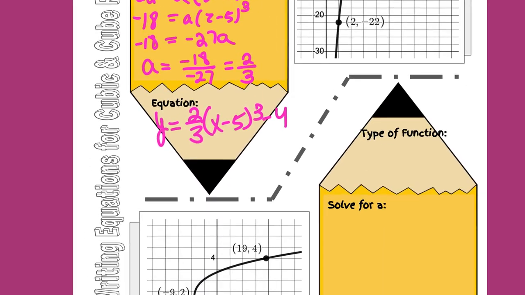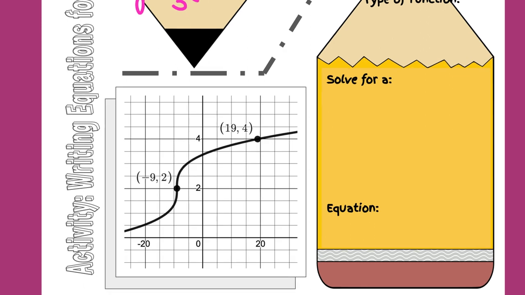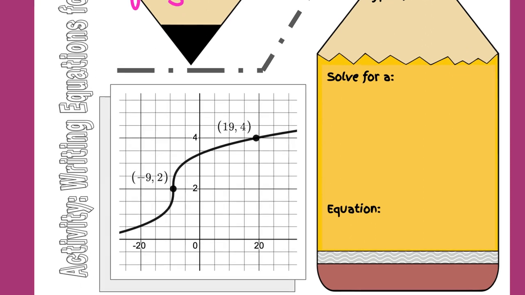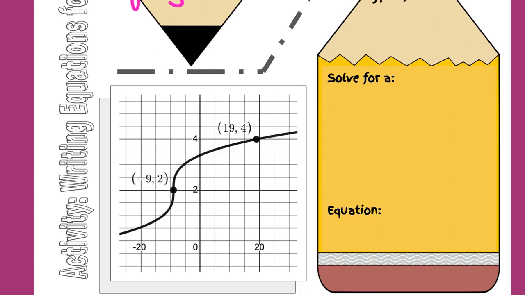Cube root. This one goes left to right. Do you see the difference between the two? So here we go. We've got y equals a cube root of x minus 9, plus 2. So I just need to find a, and to do so I'm going to plug it in. This one is going to be so fabulously ugly, but we get to do some good math in the process.